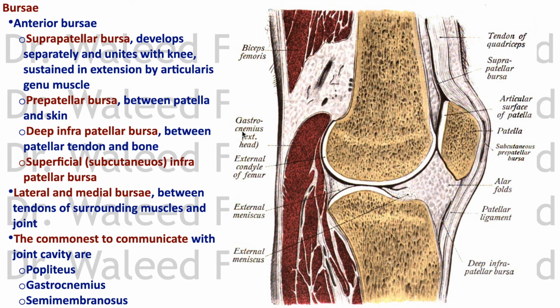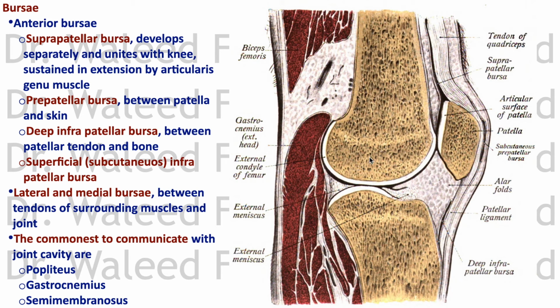The bursae around the knee include the anterior bursae, like the suprapatellar bursa. This is the extension of the synovial membrane upwards. There is the prepatellar bursa between the patella and the skin. There is the superficial infrapatellar bursa below, under the skin, and the deep infrapatellar bursa deep to the patellar ligament. This one is the deep infrapatellar bursa. Okay.